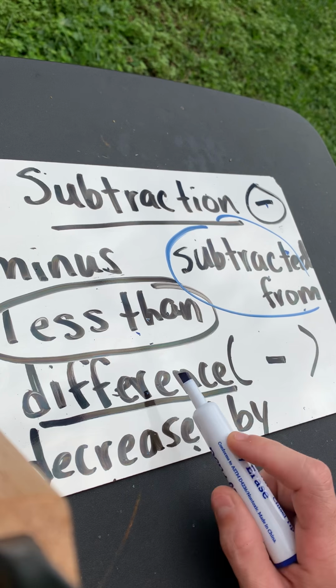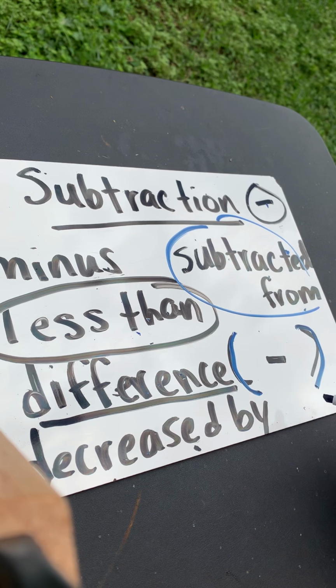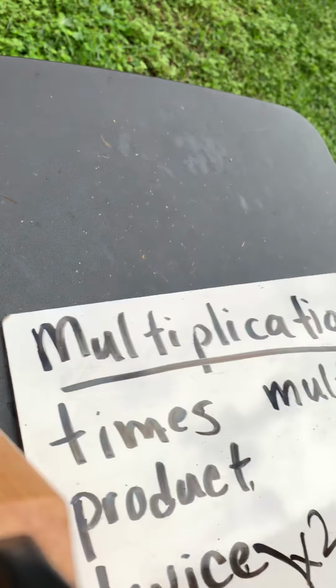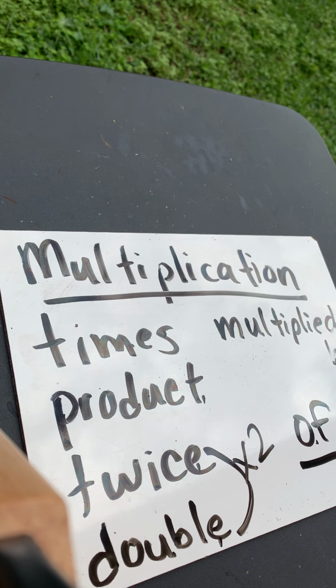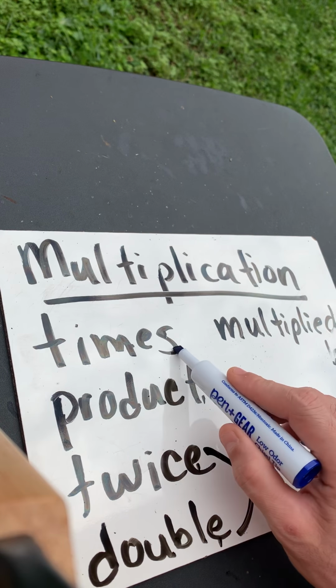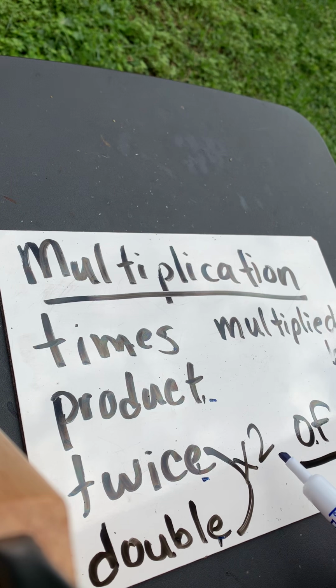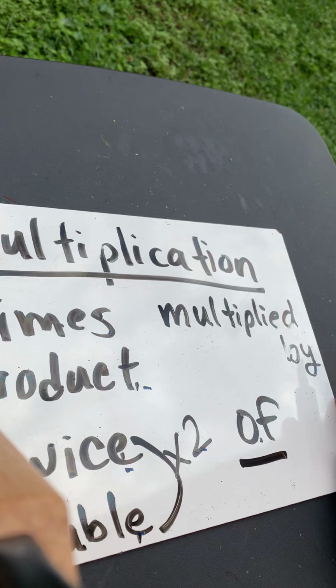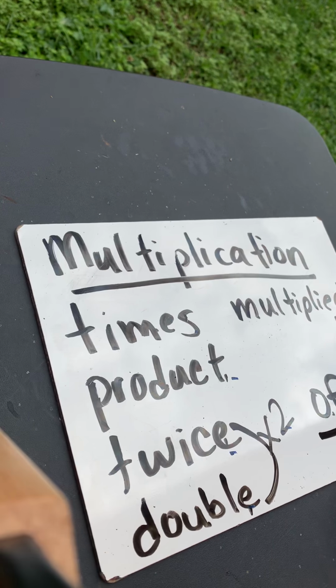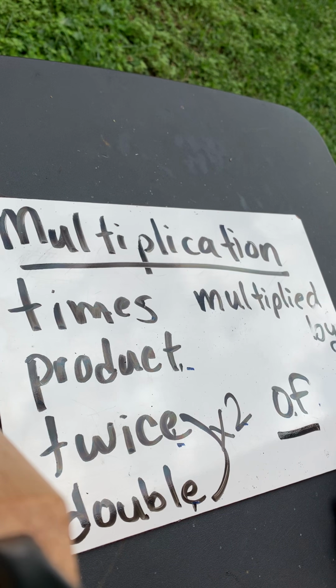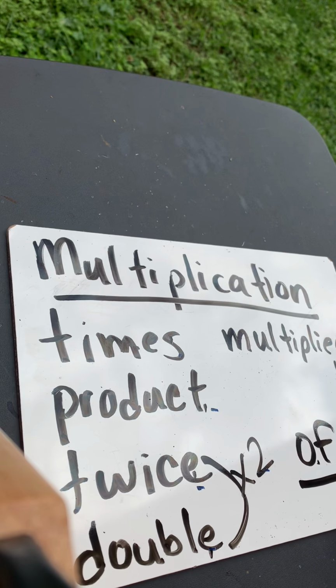Also, difference requires a parenthesis in between the two numbers. Now some multiplication words. Times, product, twice and double, which both mean times two, multiplied by, and of. Now with multiplication, there's no order changers. The order changers are only with addition and subtraction.